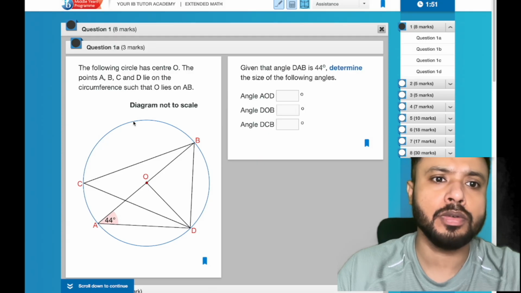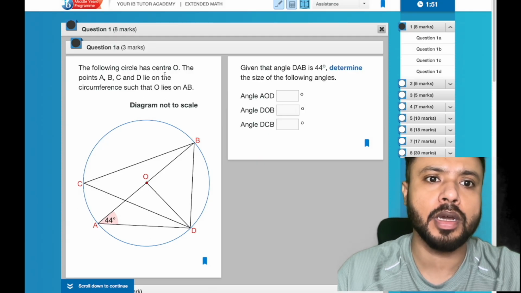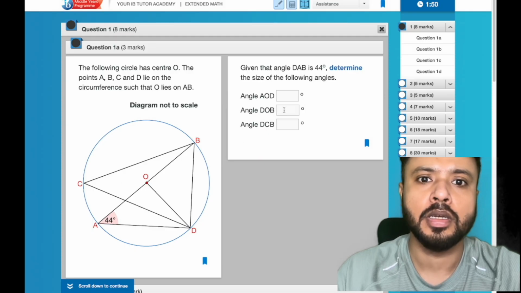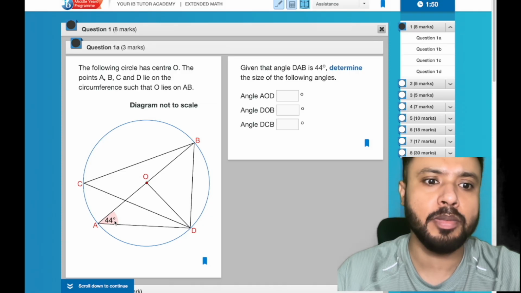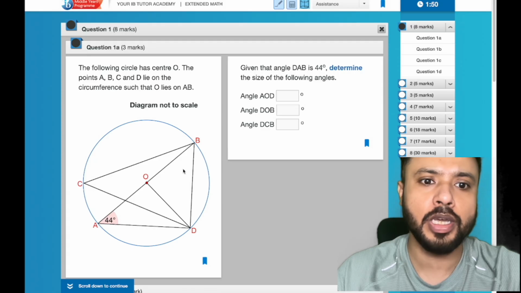So the first question, we have been provided with this diagram where a circle with center O is given and A, B, C, D lie on the circumference of the circle, and then we have to find these angles. Given that angle DAB is 44 degrees, so this angle is 44 degrees given to us. So angle AOD is this particular angle.